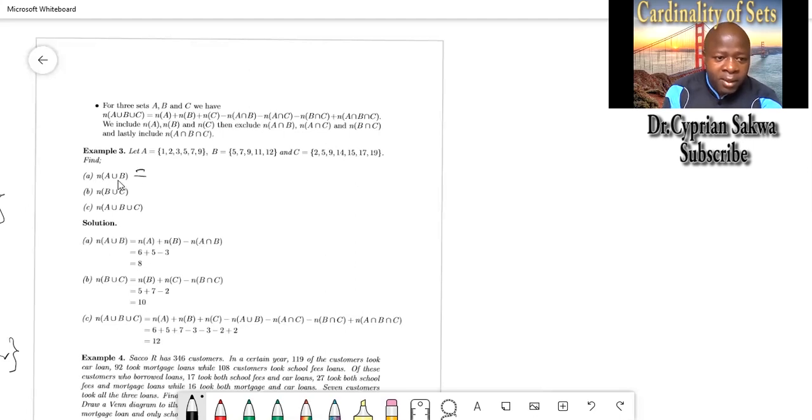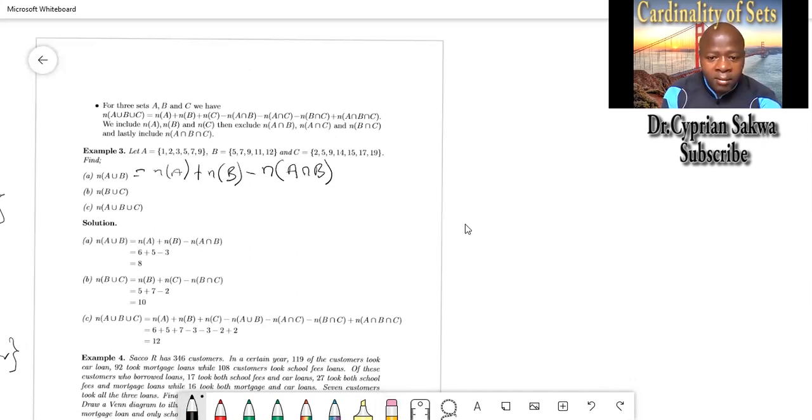So the number of elements in the union of A and B is given by the number of elements in A plus the number of elements in B, then minus the number of elements in the intersection to avoid counting other elements twice. Now, how many elements are in A? 1, 2, 3, 4, 5, 6. We have 6 elements in A. Let me do it from somewhere else so that we avoid confusing the questions.